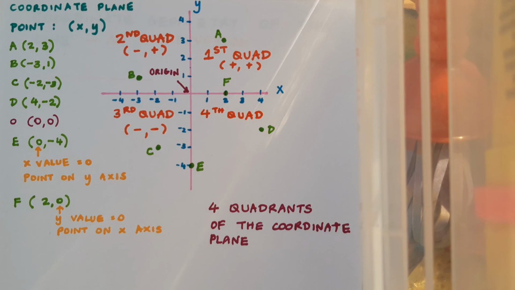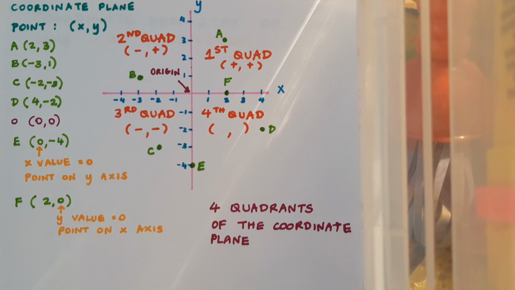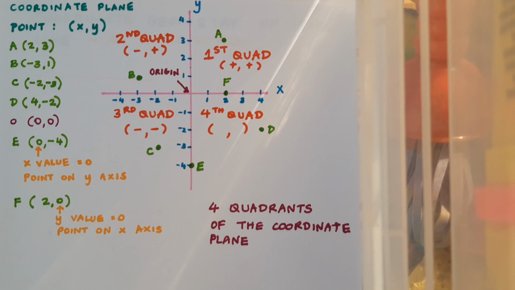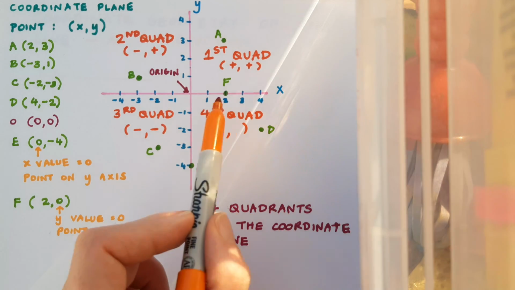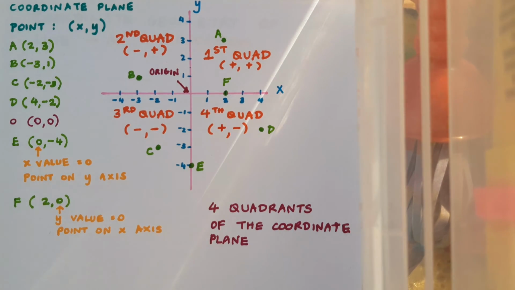And finally we have the fourth quadrant. Again, have a think for a moment about what you think we will see with the signs for the x and y values of coordinates in this quadrant. Well, notice that we're on the positive side of the x-axis and the negative side of the y-axis. So any point in this quadrant will have a positive x and a negative y.